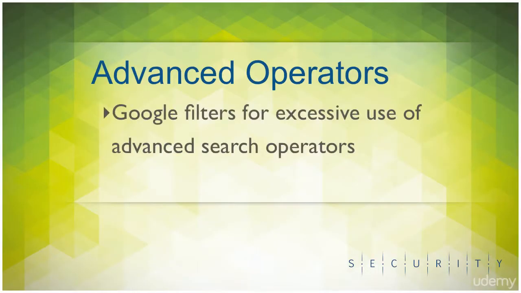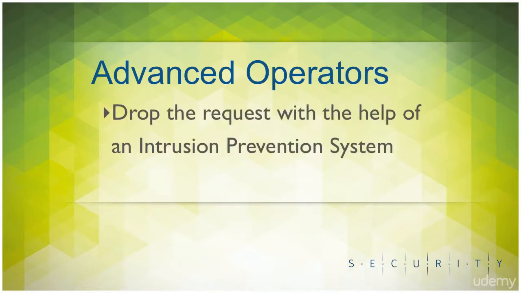Google will filter for excessive use of advanced search operators and will drop the requests with the help of an intrusion prevention system. To get the data about the target system or network, we search and search. You can find out the vulnerable programs on a server. When you have them, you know where exactly and how exactly to attack.